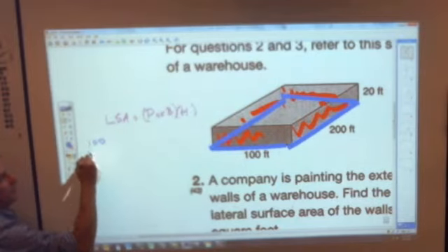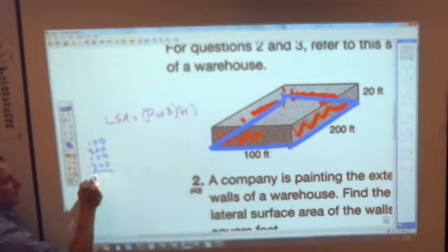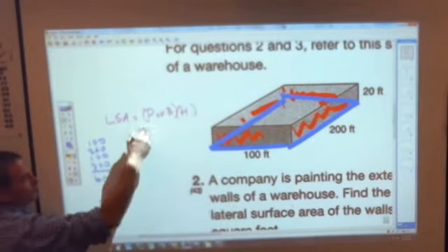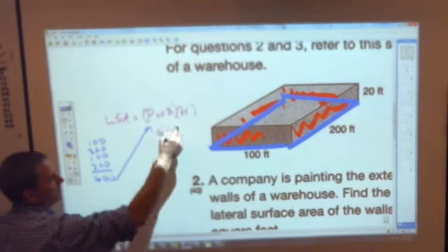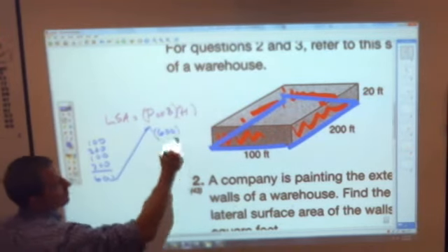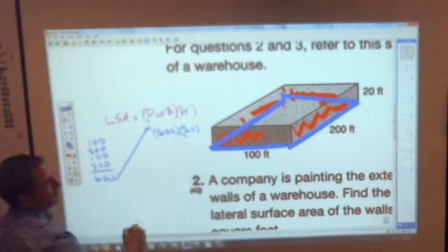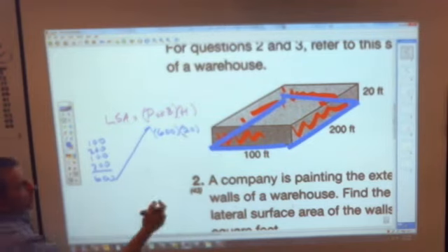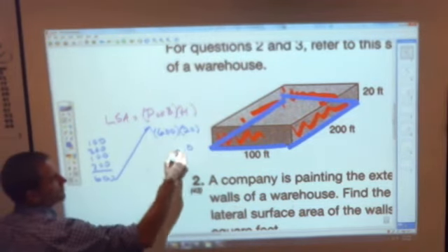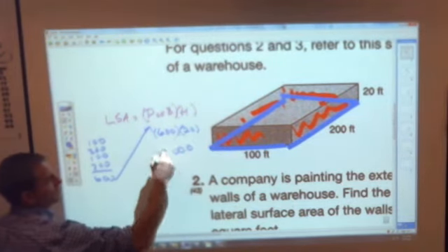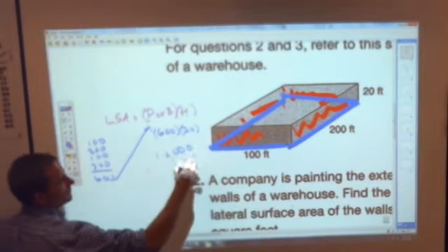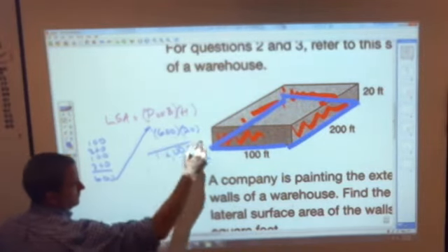100 plus 200 plus 100 plus 200. 600 is my perimeter. How tall is my shape? It's 20 feet tall. And 600 times 20, 1, 2, 3 zeros. 6 times 2 is 12. 12,000 feet squared.